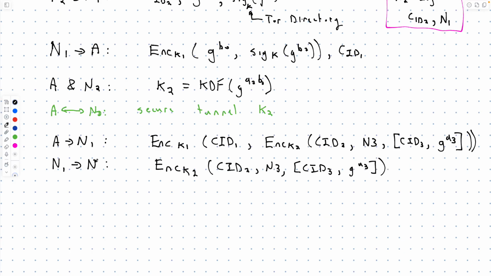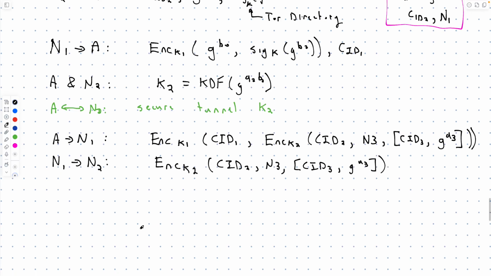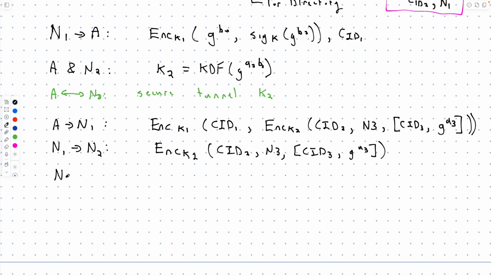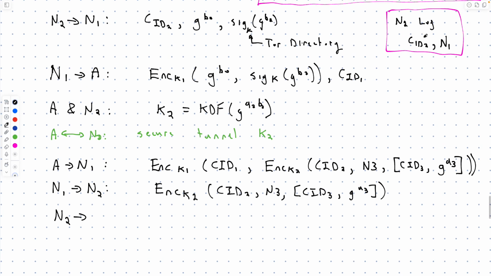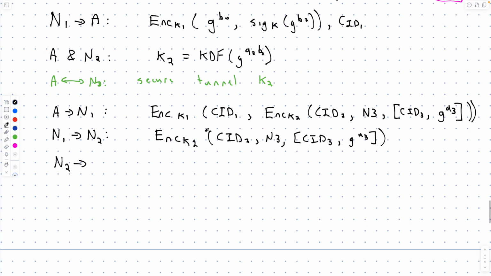Okay. N2 is going to look at this packet. It's going to be able to decrypt it. It's going to say CID2. Do I know that? Oh yeah, CID2 is the thing that I'm getting from N1. So that's all good. I'm supposed to send this to N3. So it's going to send it to N3, and it's just going to send G to the A3 and CID3.